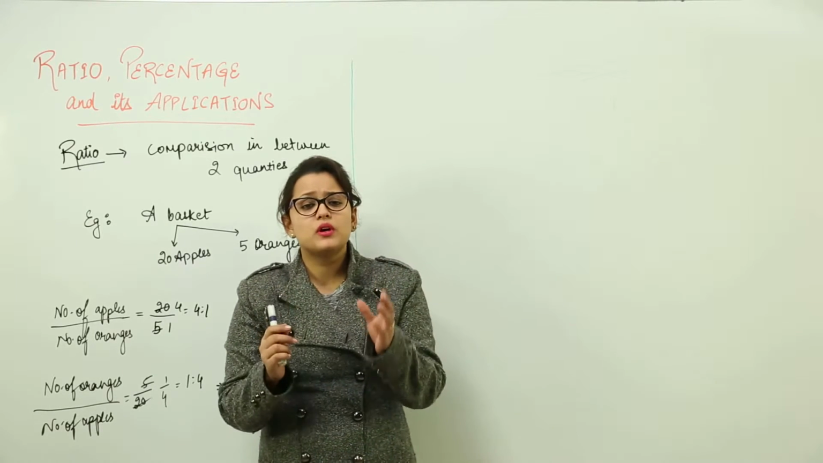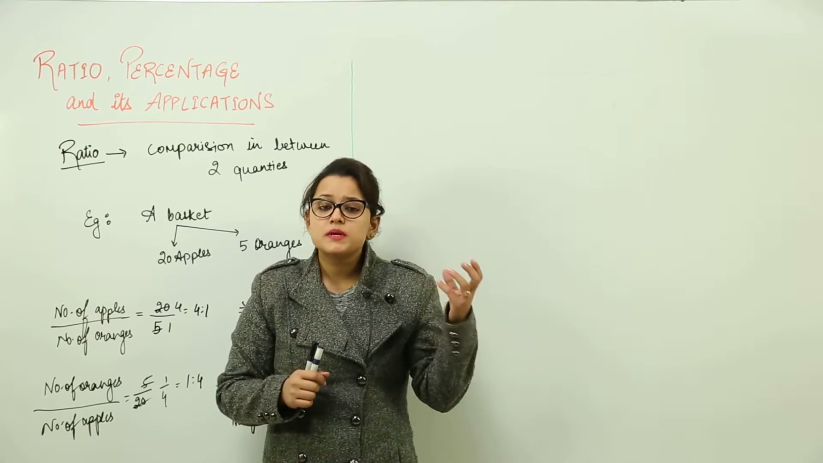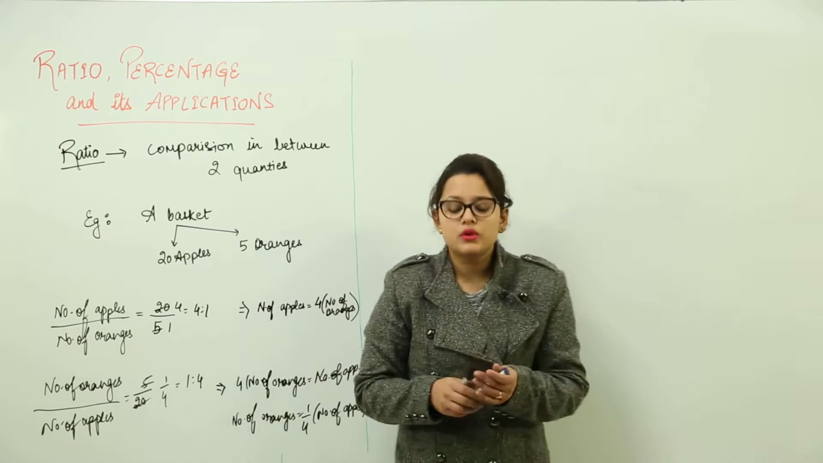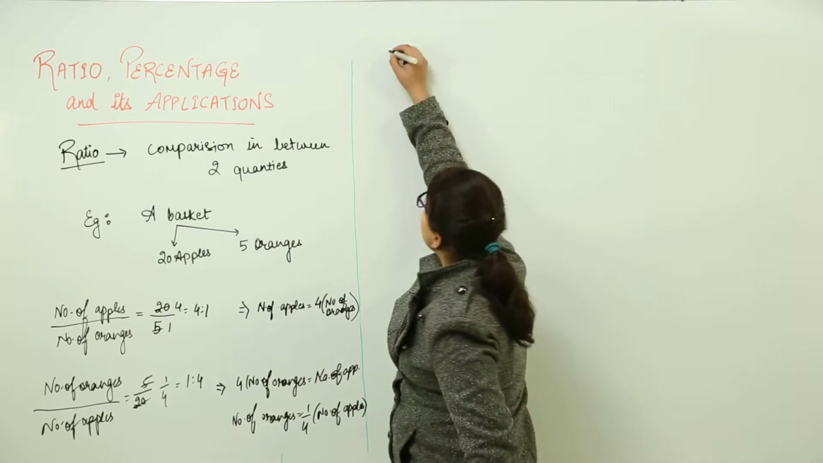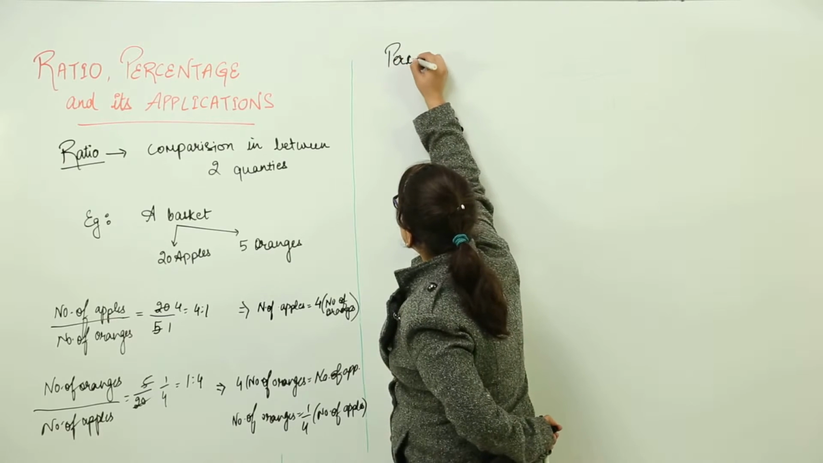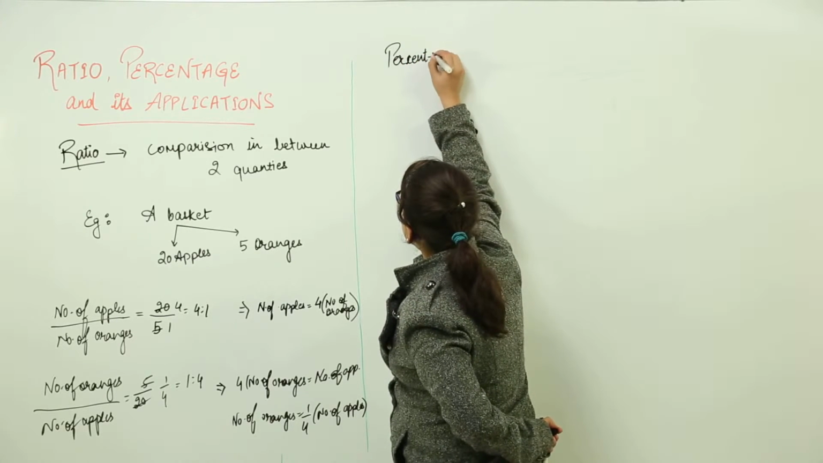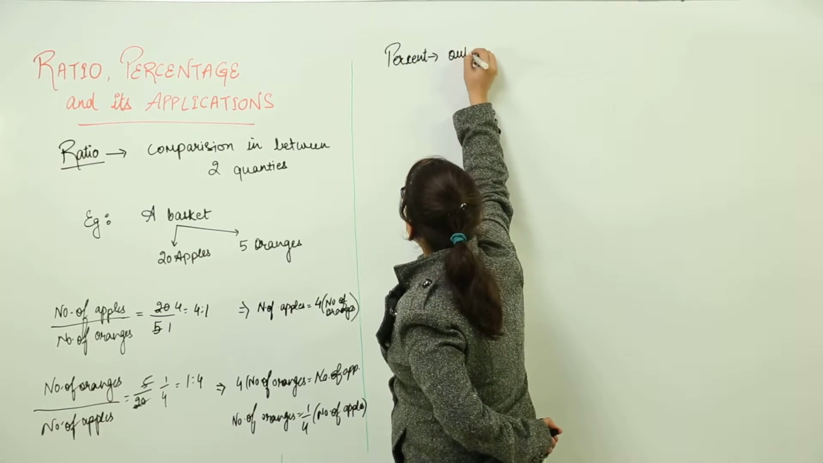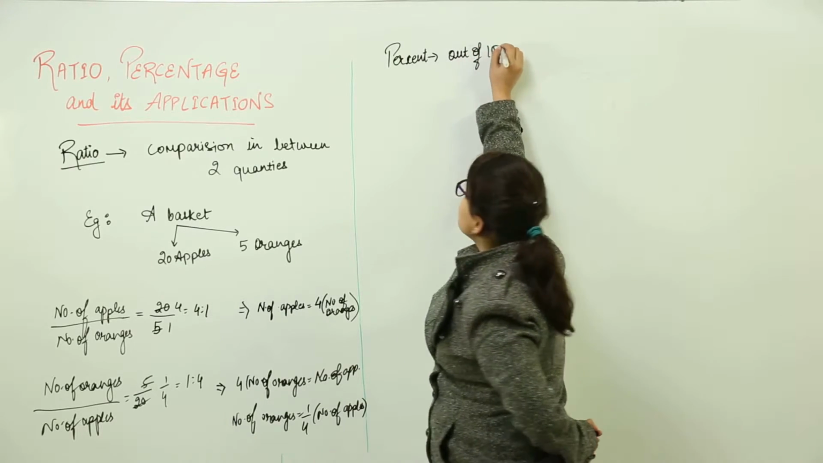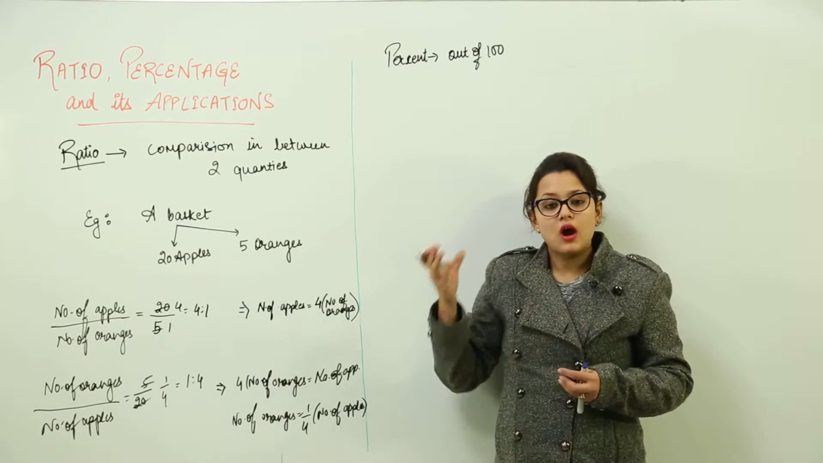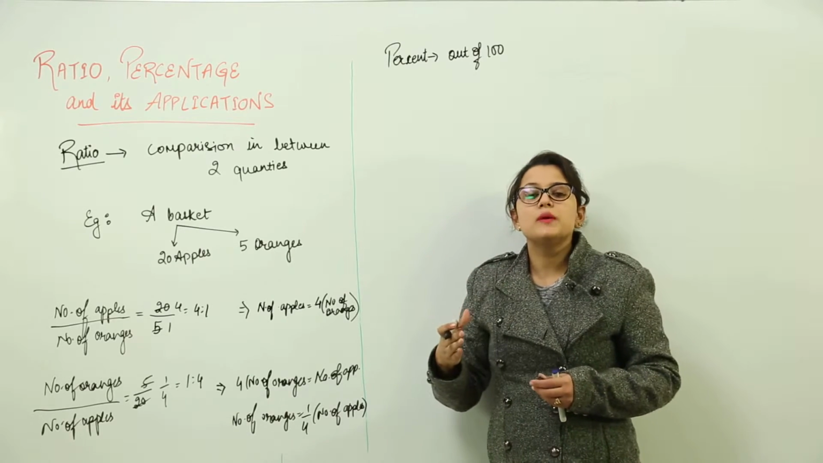And where is this word percentage coming from? The word percentage basically means out of 100, right? If somebody asks you what is the meaning of percent, percent means out of 100. When any quantity is compared out of 100, that gives you the percentage.